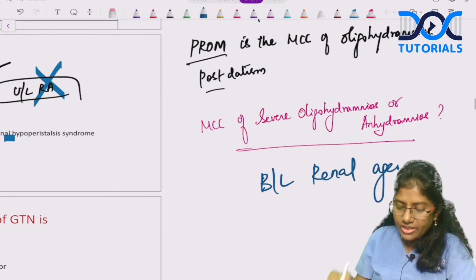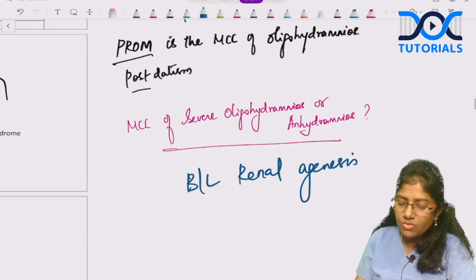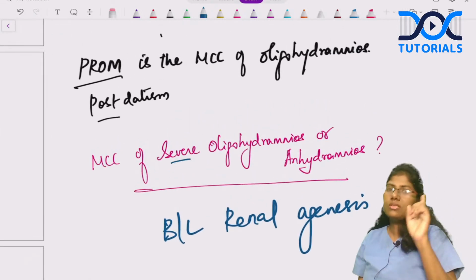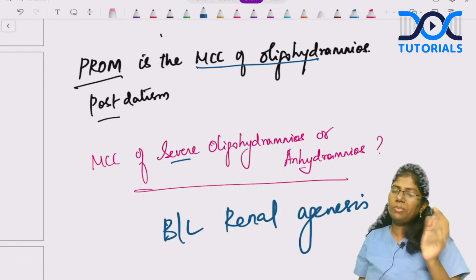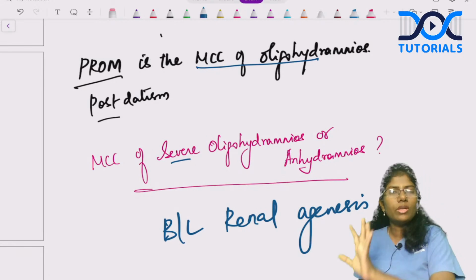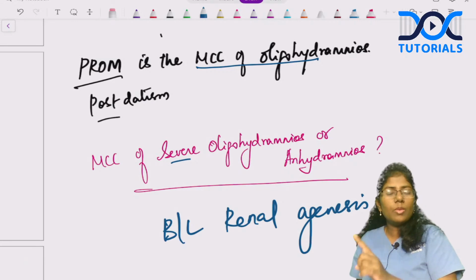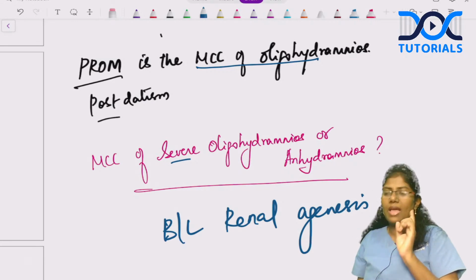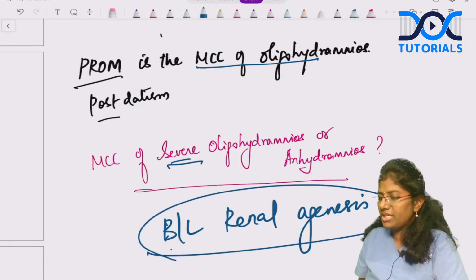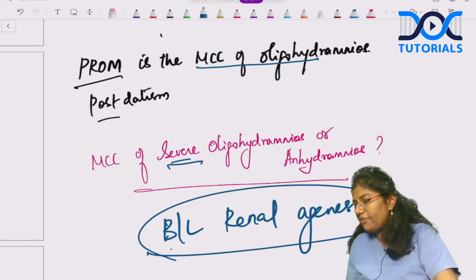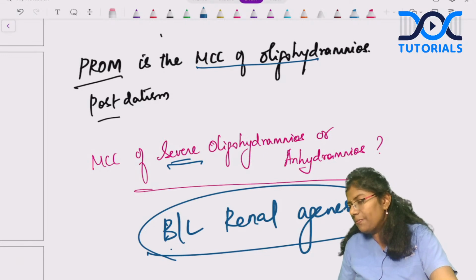If you don't see the word severe, if you only see the most common cause of oligohydramnios, then your answer is PROM. If PROM is not there, then go for postdatism. What is the most common cause for severe oligohydramnios or anhydramnios? If you see the word severe, then your answer will be bilateral renal agenesis. Hope you all understand. If you've understood, give me a thumbs up here.